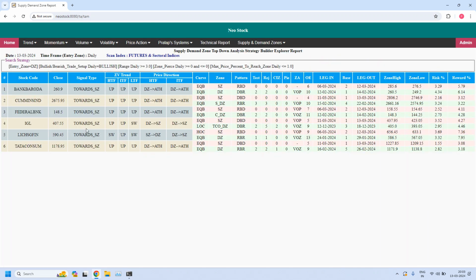So these stocks are 1% close to the demand zone. So now you can plan your trades in one of these stocks if you get an entry. Currently they are supporting bullish trade setup. And another point, you should observe the risk between demand and supply zone and also the reward, risk and reward. Based on that, you can plan your trades.